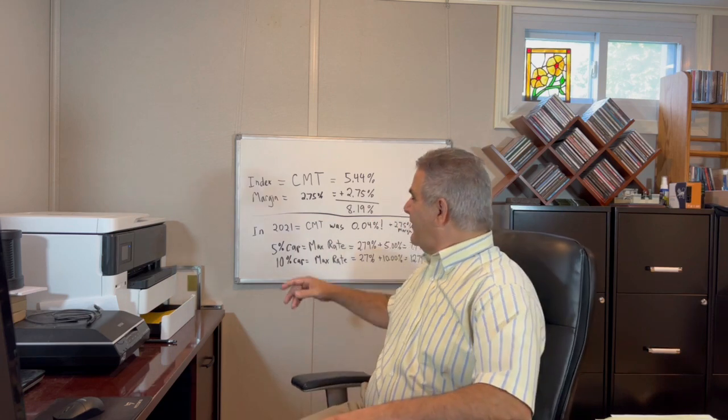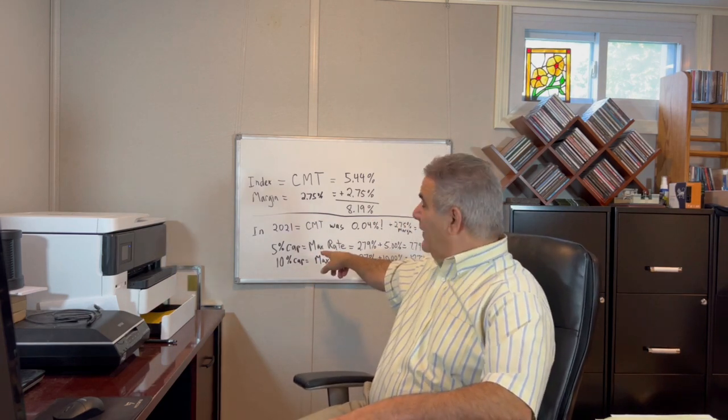Now, just like with the margin, which do you think the bank and the loan officer wants to sell you? They want to sell you the 10% rate cap. Okay? Because they want to make the most money. But you want the 5% cap.